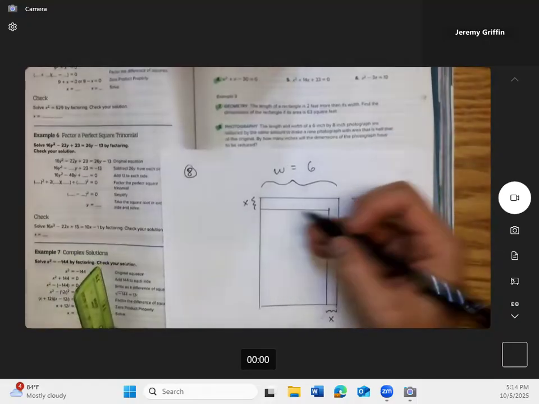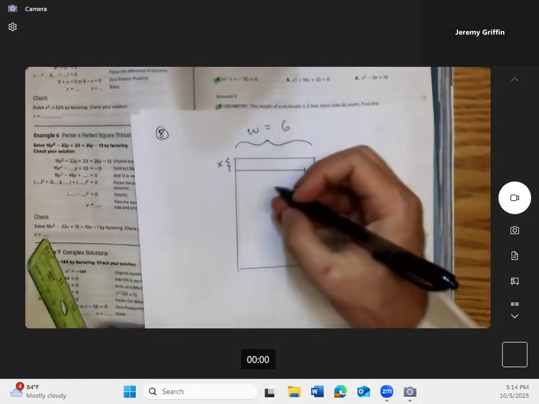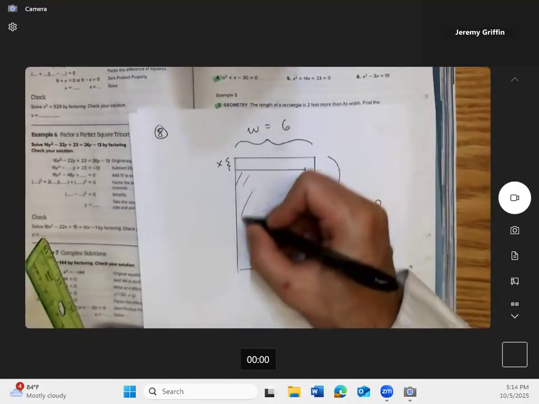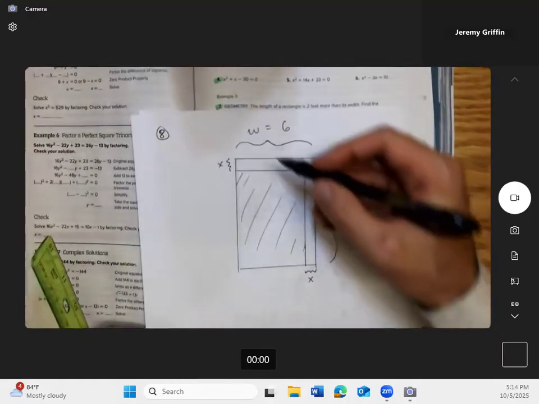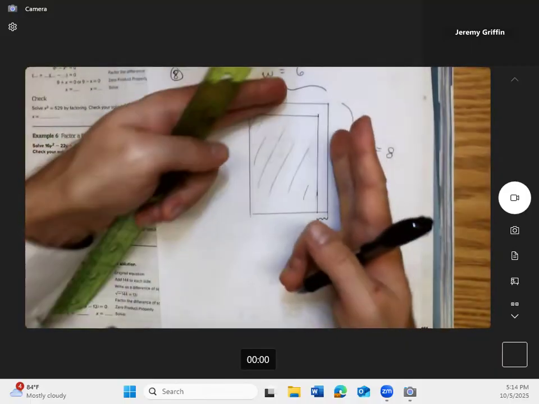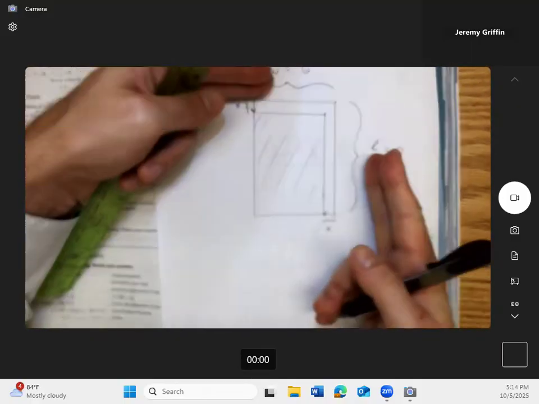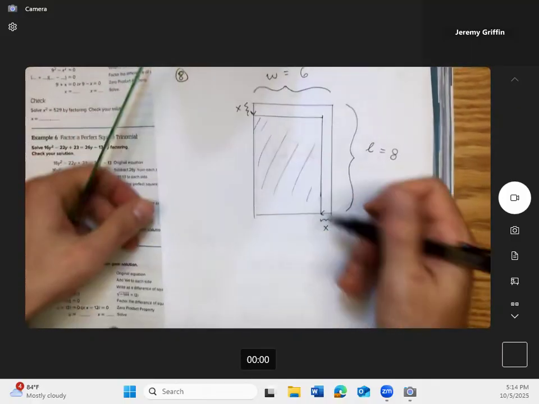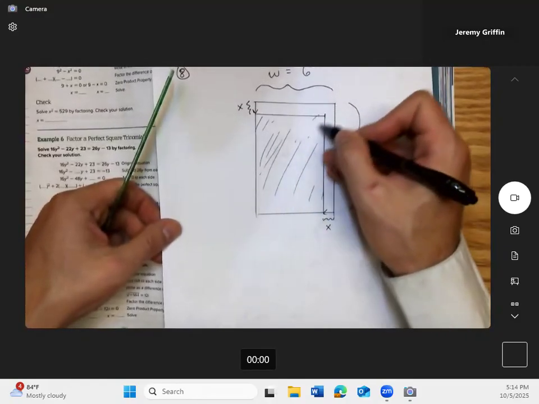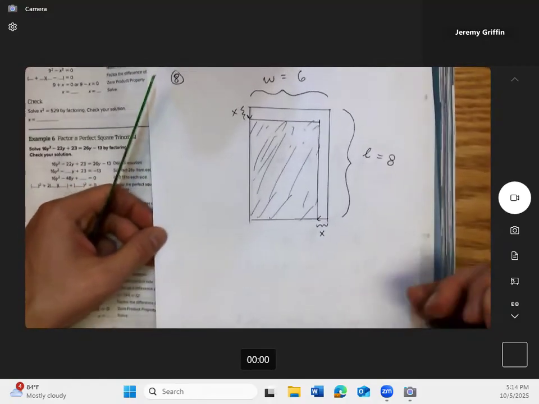And I want the final area to be half the original area. My picture is not really going to be to scale. I have to keep shaving this off because we want this new area to be half of the original area. This X could be growing, so I keep cutting more off and more off until this hashed-in area right here is half of the original rectangle.